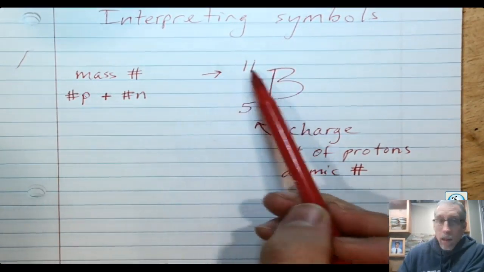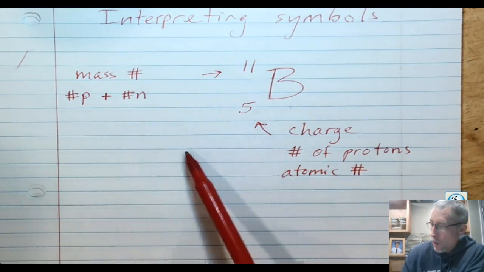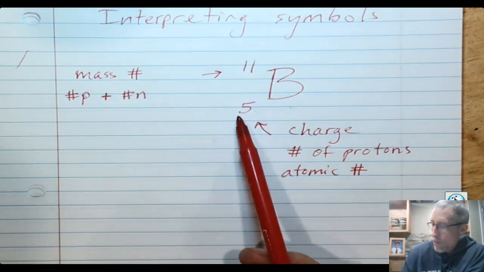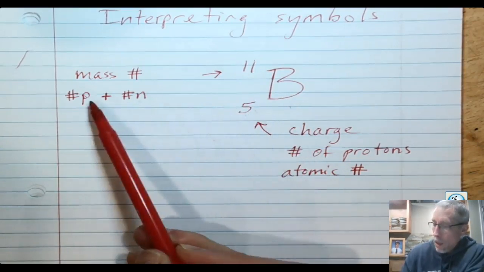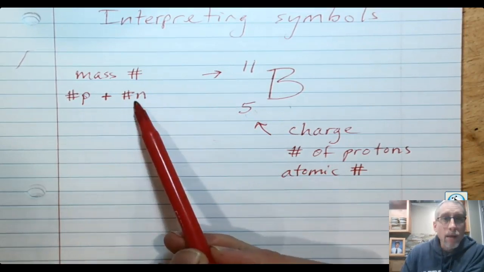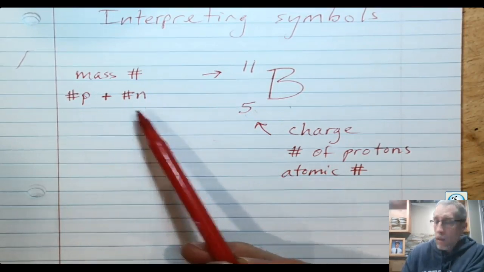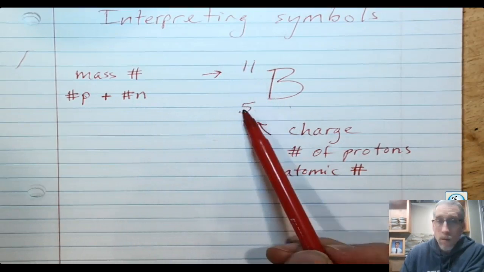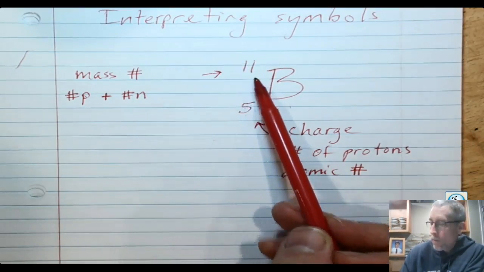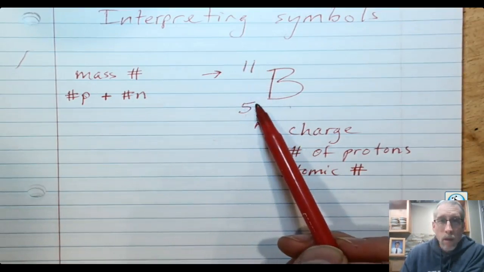So if there's 11 things giving mass, we know 5 of them are protons in this case, and the rest of them are neutrons. That's how we figure out the number of neutrons in something. It's always the difference between the upper number and the lower number, okay?